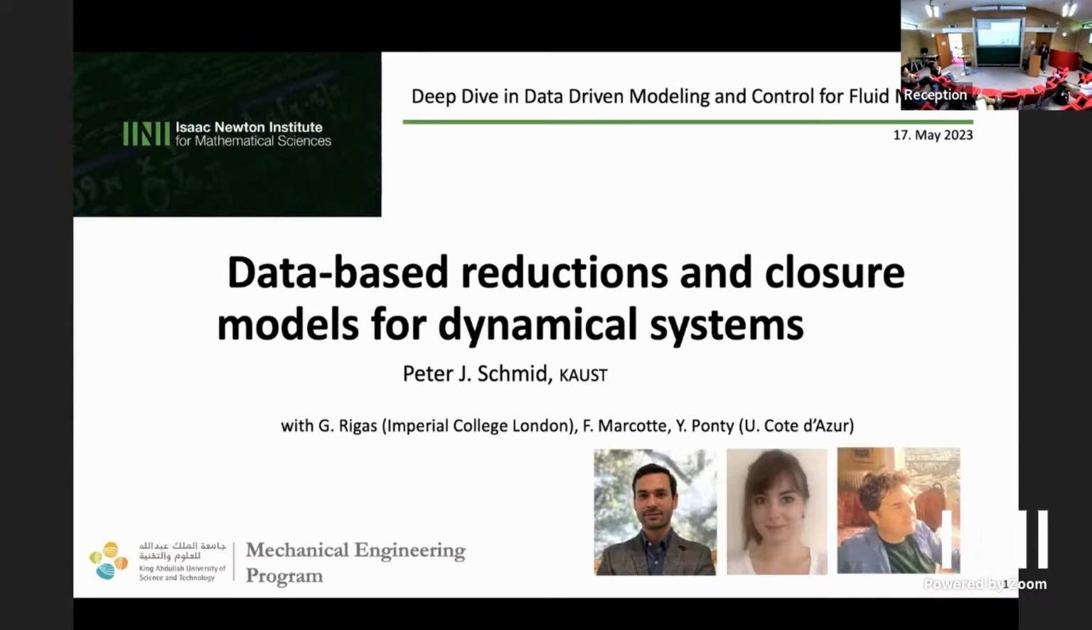So today we have two talks. The first talk is now given by Peter Schmid, and the second talk will be given by Ricardo Inueza at 2. So Peter is a professor in mechanical engineering at the King Abdullah University of Science and Technology, KAUST, and he's going to give a tutorial and talk about data-based reductions and closure models for dynamical systems.